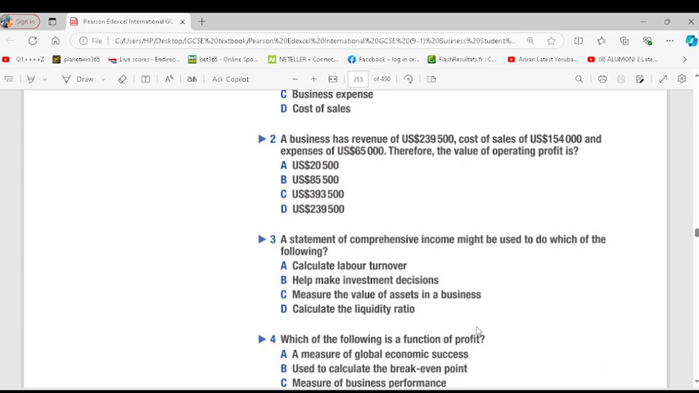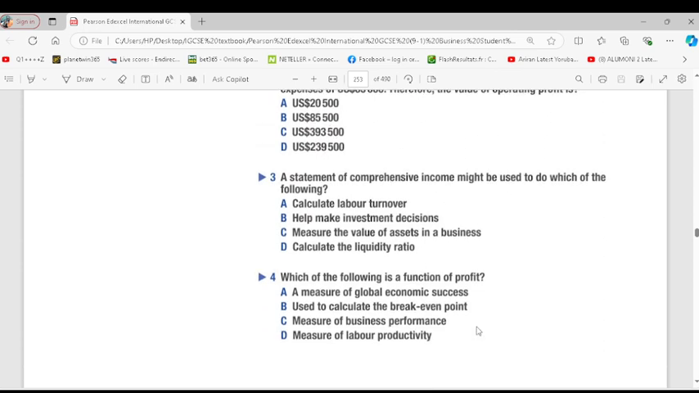We have our revenue to be 239,500. Our cost of sales is 154,500. Our expenses is 65,000. We are told to find the operating profit. To get the operating profit, it is revenue minus cost of sales. That gives us 85,500. Then gross profit minus expenses will be our operating profit. So 85,500 minus 65,000 is 20,500. So the answer is A. Question 2, A.